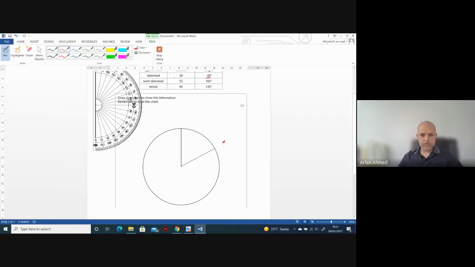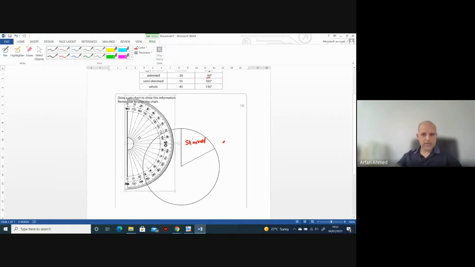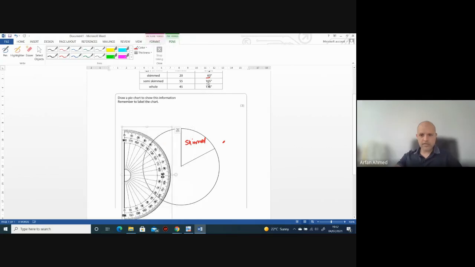Label the chart. So the first one was skimmed. So skimmed is here. Make sure you do pie charts with a pencil as well, please, guys, in the real exam. Don't use a pen. It's very easy to get these wrong. Then you get your next angle, which is 165.